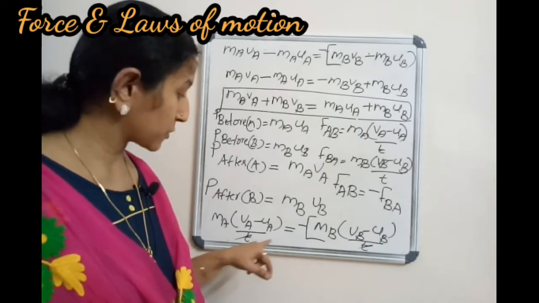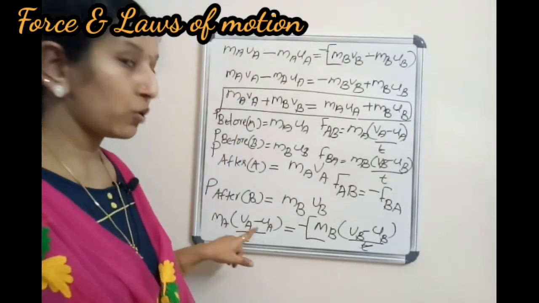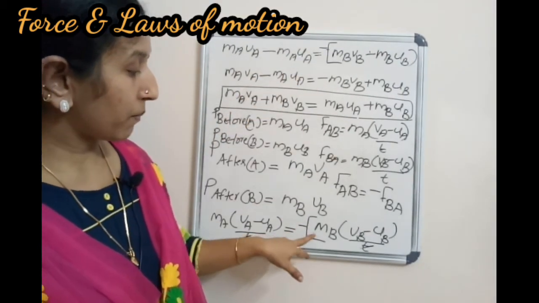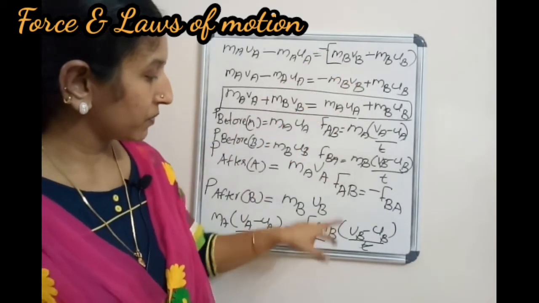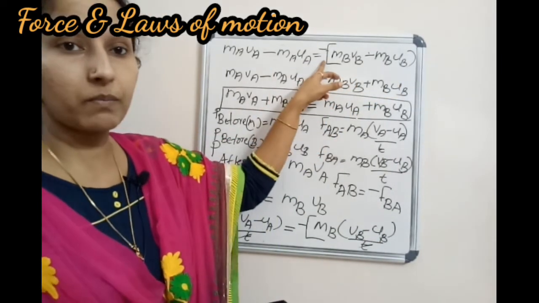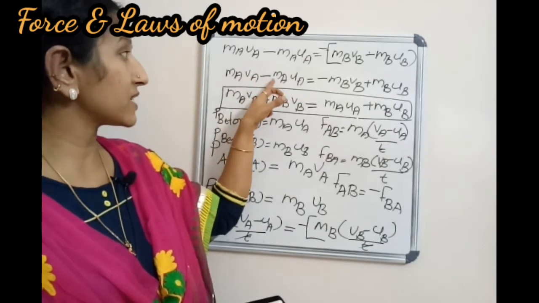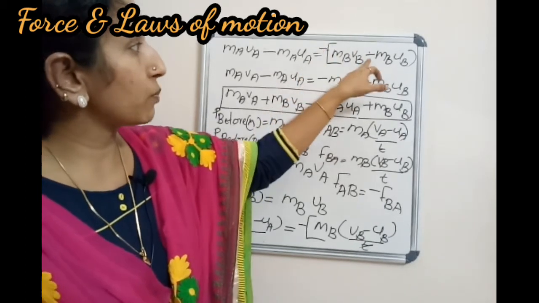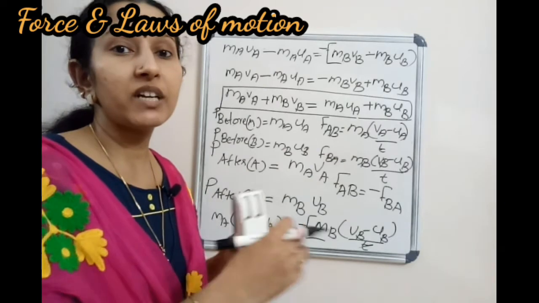T cancels. Expansion of the brackets: MA into VA, MA VA, and MA into minus UA, minus MA UA, equals minus outside, MB into VB, MB VB, and MB into minus UB, minus MB UB. Then multiplying with the minus sign, we get MA VA minus MA UA equals minus MB VB plus MB UB. Then finally group the U terms and V terms separately.